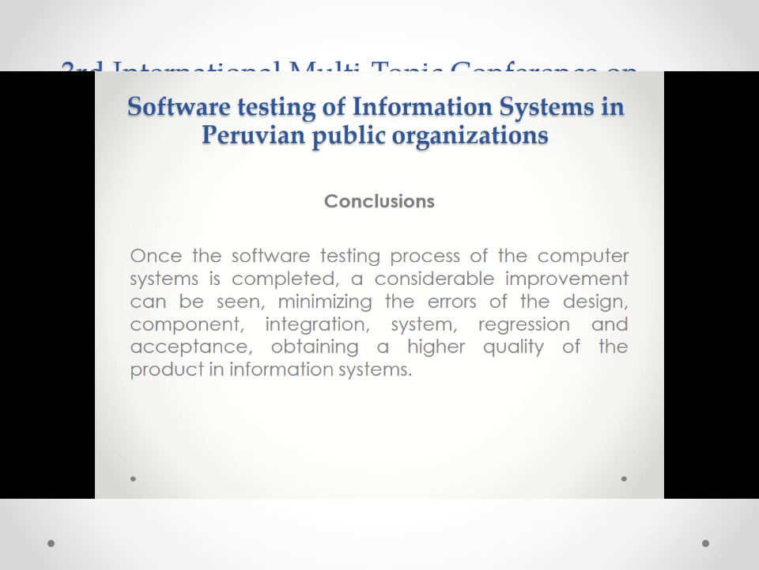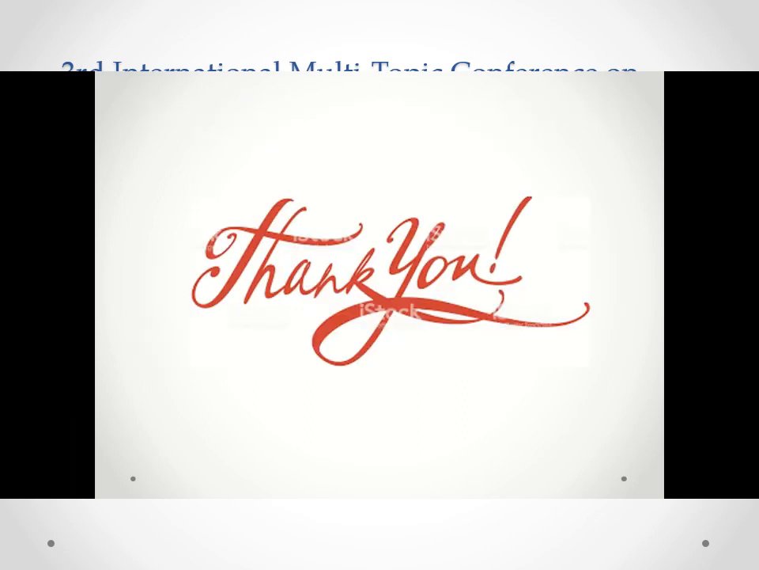So once the software testing process of the computer system is completed, a considerable improvement can be seen, minimizing the errors of the design components and integration, obtaining a higher quality of the product in the information system. Thank you very much.